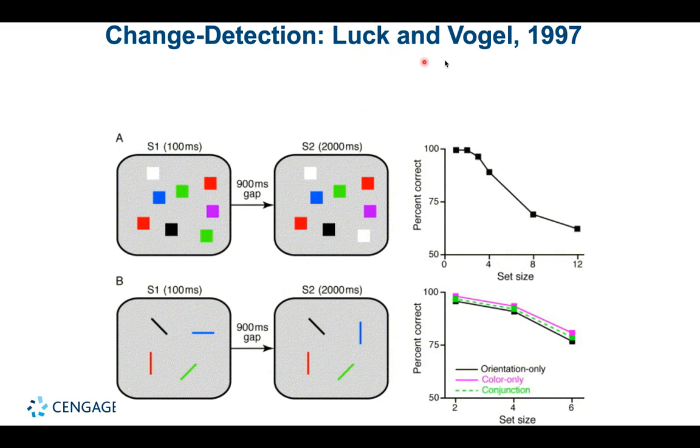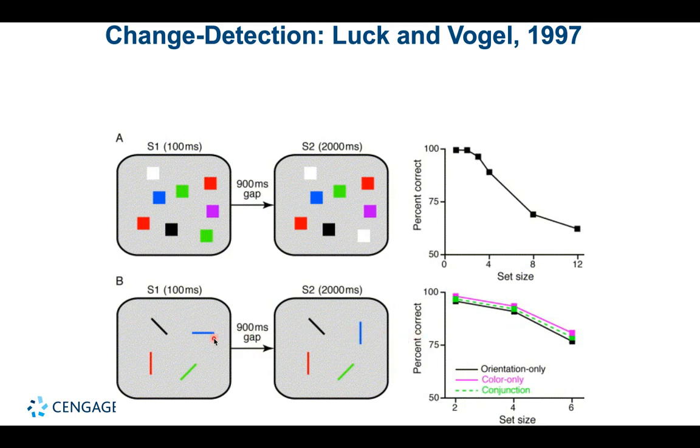And they added another wrinkle to this experiment by adding conjunctions, meaning that we can do this with lines, and the lines can either change color or they can change orientation. Look at this blue line here. It didn't change color, but it changed orientation. And people are actually pretty good at this. Obviously, the larger your set size, the worse the performance. So we learned that there is a capacity limit to short-term memory.